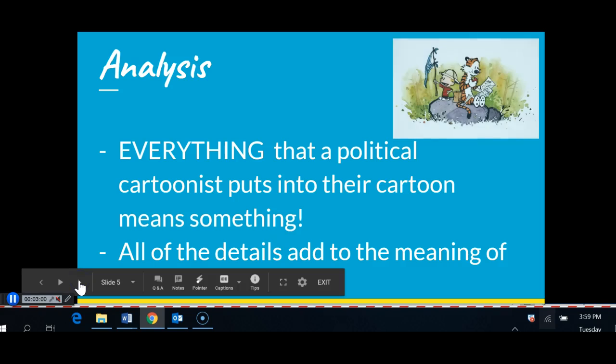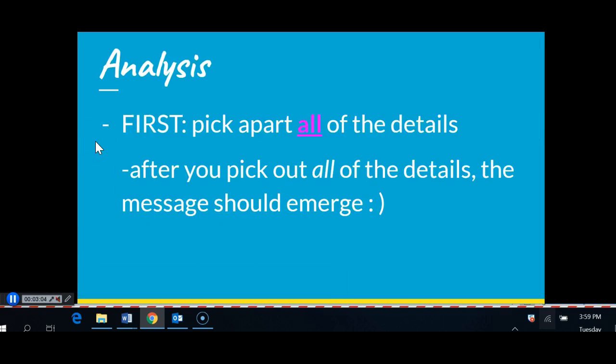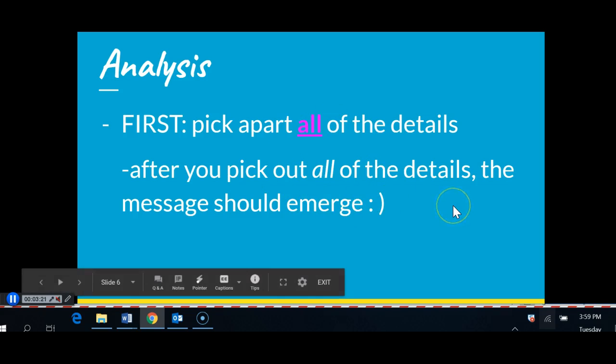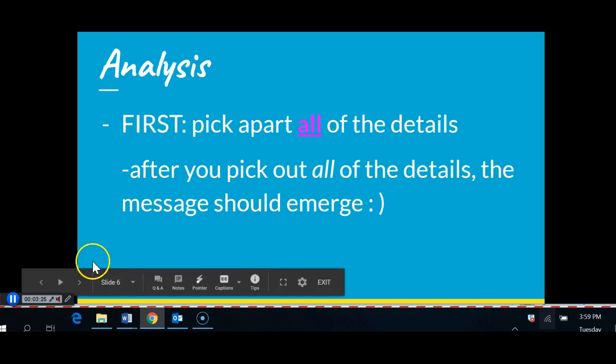Okay? So, whenever you look at a political cartoon, whether it's for this assignment or it's something that you see out there in the world, I want you to pick it apart. I want you to look at every single detail that's in the cartoon, because after you look at all the details, the message should then come out for you.